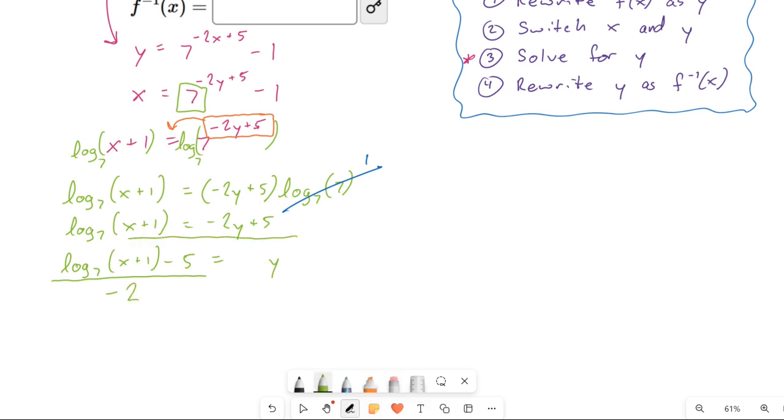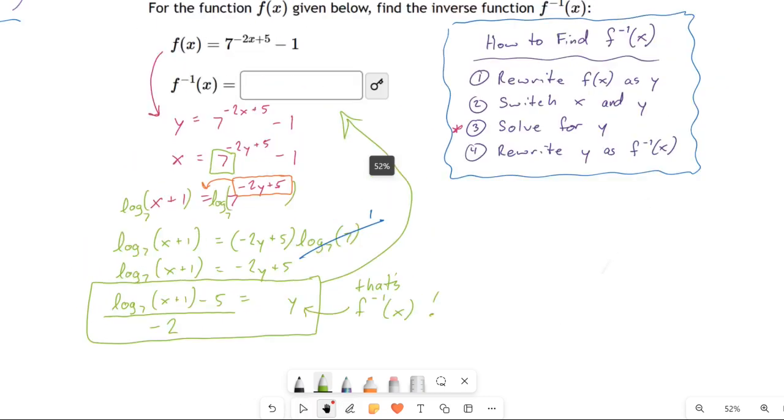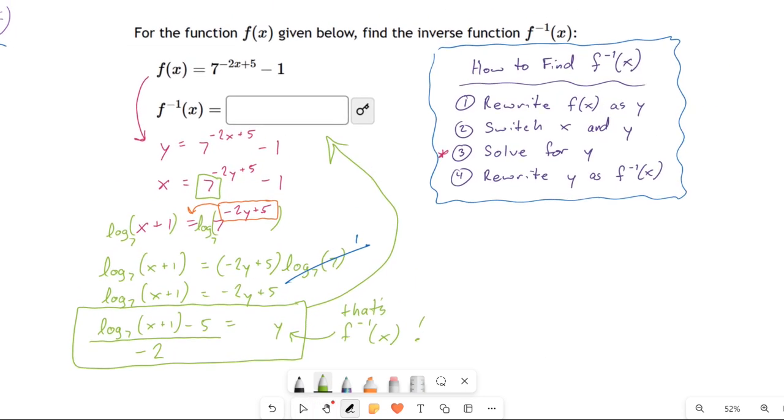And that is y. Okay, now the fourth step, which again is not super important, is just to remember that this y equals the inverse. So we're done. That's the answer. That's what you would write into this box up here. Okay, and that is essentially how you find an inverse. This process right here in the blue box would work for any equation. It's just sometimes the solving part gets a little more tricky, like it was here.